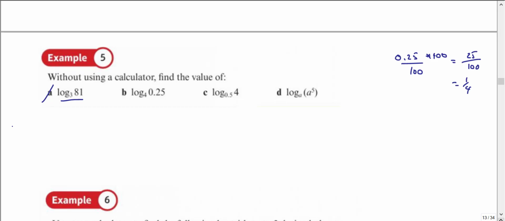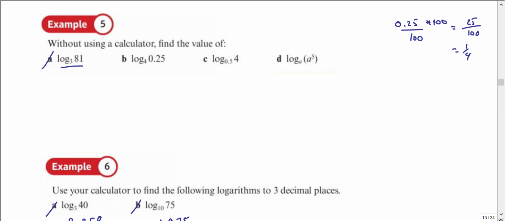You can't do it when it's in log form. When it is in log form, you cannot do it yet. You have to change it to the index form. Now, how would you change this to the index form? Very simple. Just put it equal to x. This is what we want.